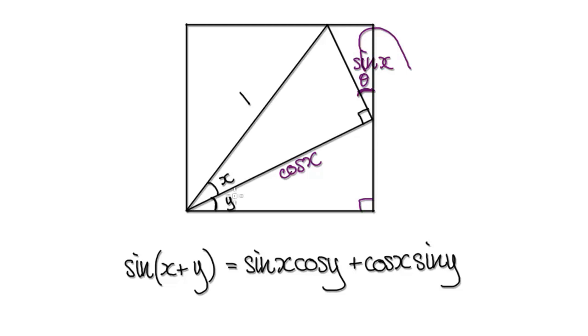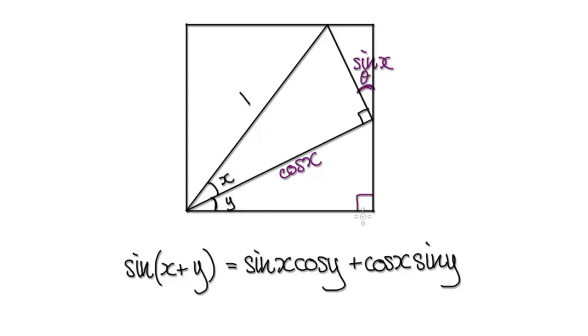Because remember, we only know 1, x, and y. We don't know the angle yet. We want to express this angle in terms of 1 or y or x. Let's just call it theta for the time being, and let's try and work out theta. So our job is to work out this angle theta.